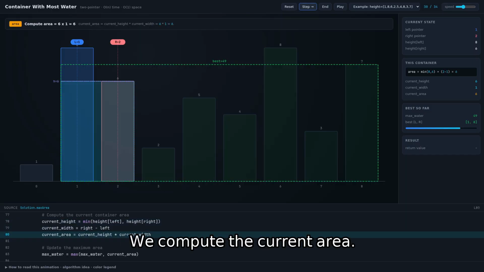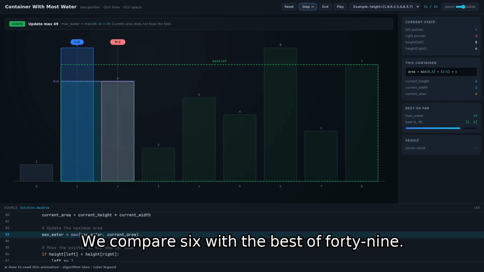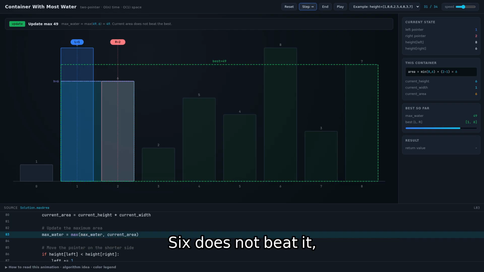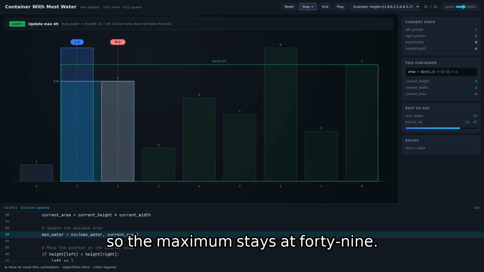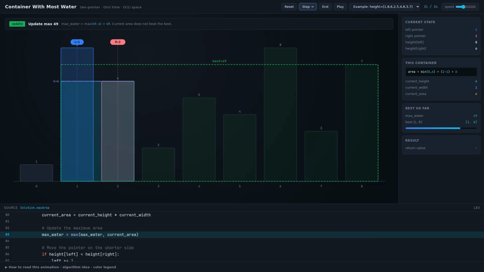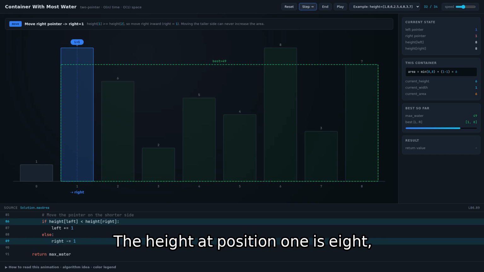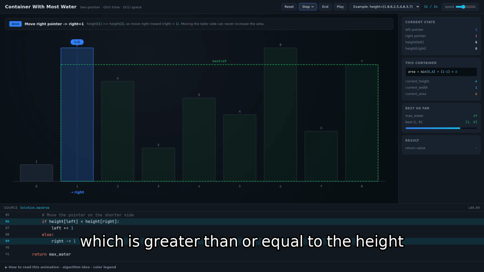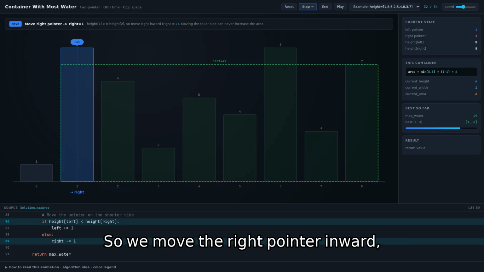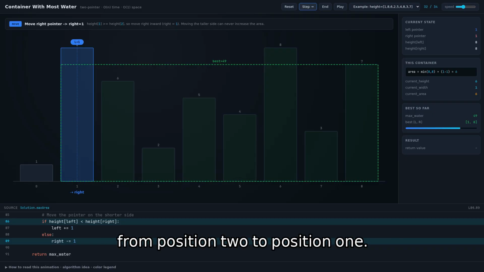We compute the current area. 6 times 1 gives 6. We compare 6 with the best of 49. 6 does not beat it, so the maximum stays at 49. Now we decide which pointer to move. The height at position 1 is 8, which is greater than or equal to the height at position 2, 6. So we move the right pointer inward from position 2 to position 1.